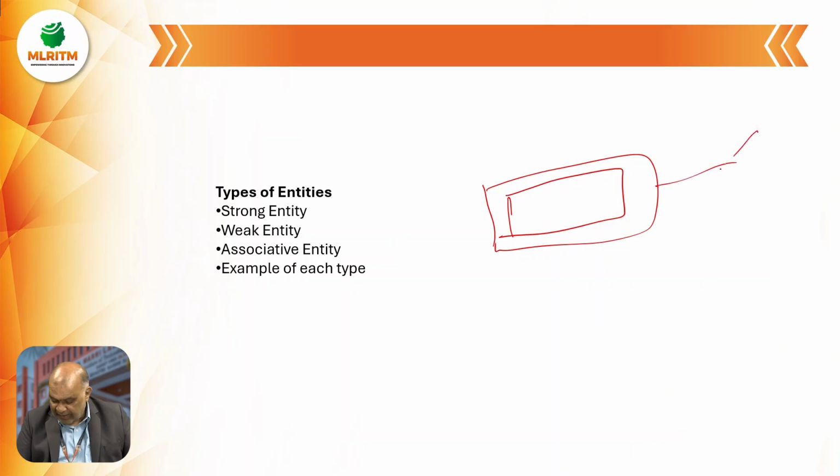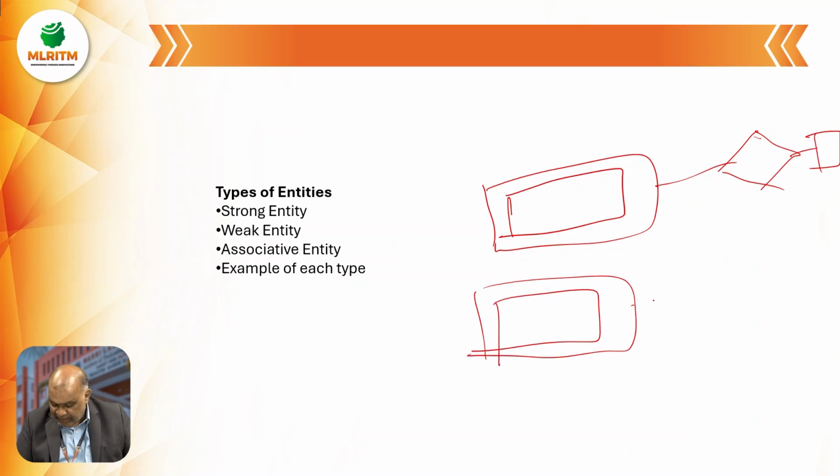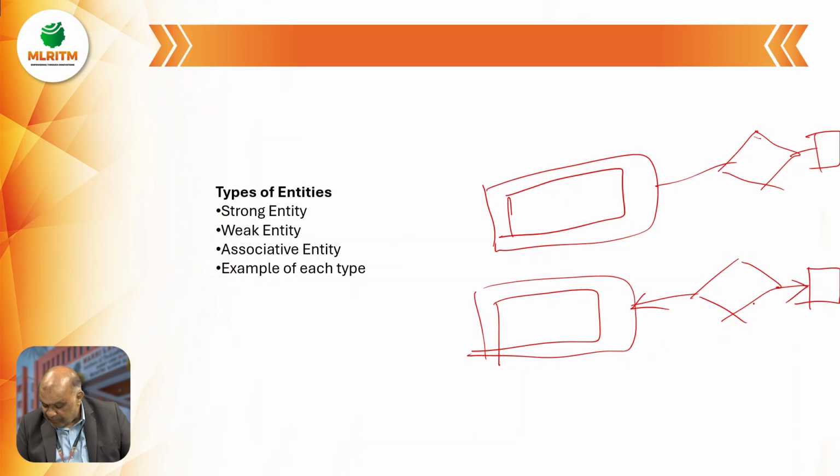So here I am having a relation. A relation is expressed as a diamond. So this is another entity. Once again I am going to draw the diagram. So this is the strong entity, this is the relation, and this is another entity. All the attributes of one entity are going to participate in the design process with all the attributes of the second entity, and there is a relation between the two. This is what is called a strong entity.